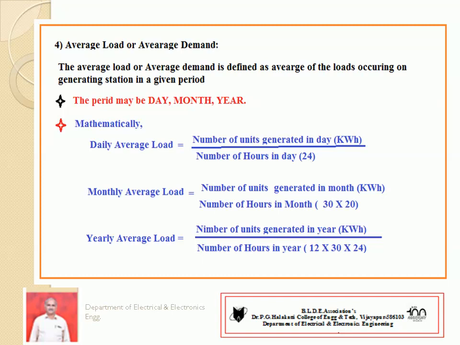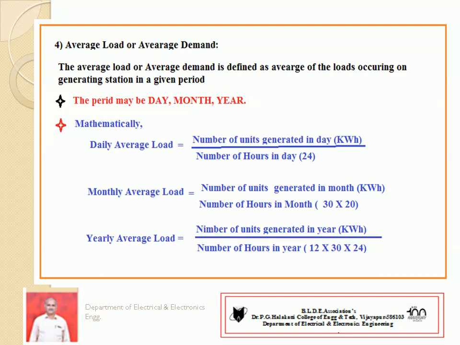For example, daily average load is the number of units generated in 1 day divided by the number of hours in 1 day. Getting the idea? Number of units generated in one day, that is for 24 hours. What is the time taken in one day? Number of hours, 24 hours. This gives the average load for one day.